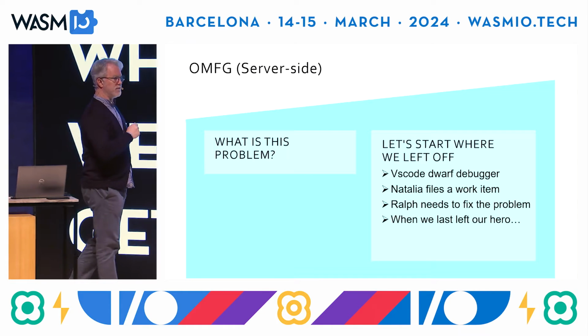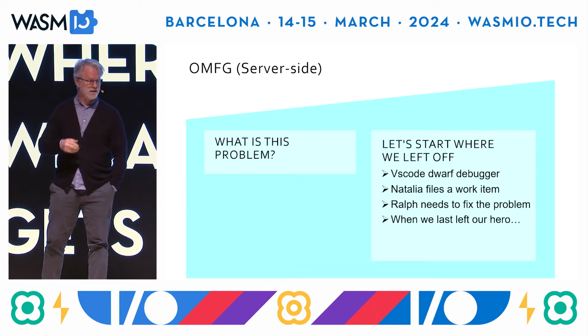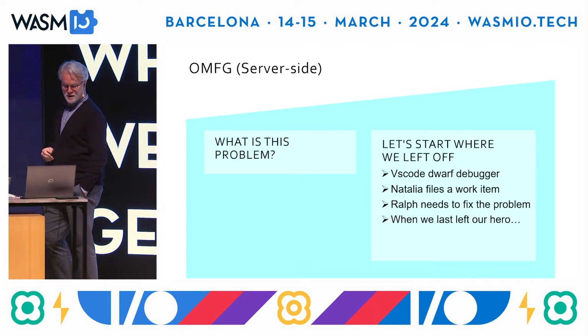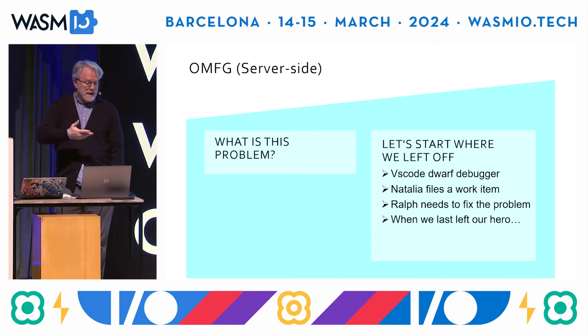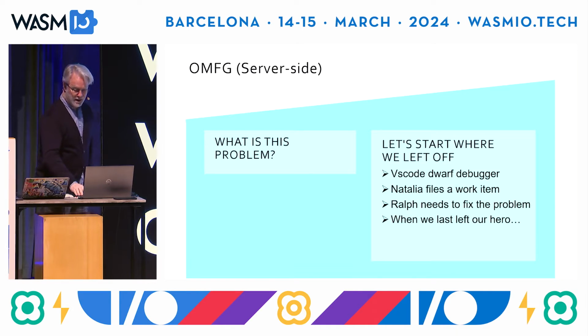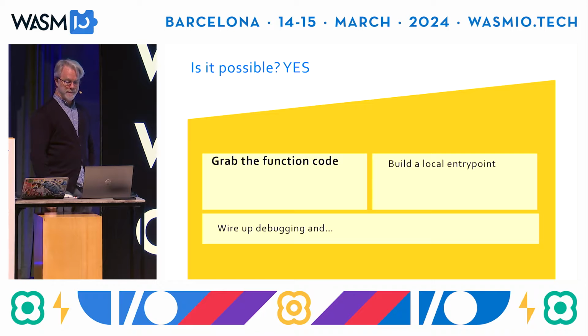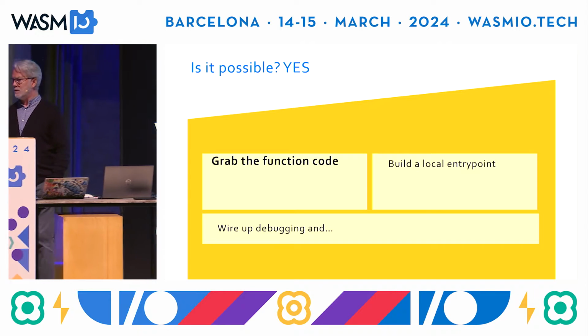She was using a Dwarf prototype, an early version of the Dwarf debugger from VS Code. She files a work item. I've got to go fix the problem. So where do we pick up? It should be possible. Is it?